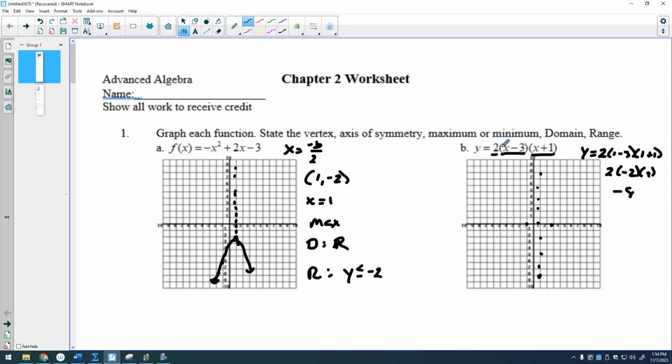Sketch my graph. This a value is a 2, so my pattern is doubled. So instead of going over 1 and up 1, I go over 1 and up 2. Instead of going over 2 and up 4, I go over 2 and up 8. And I end up right back where I should end up, which is at my x-intercepts.